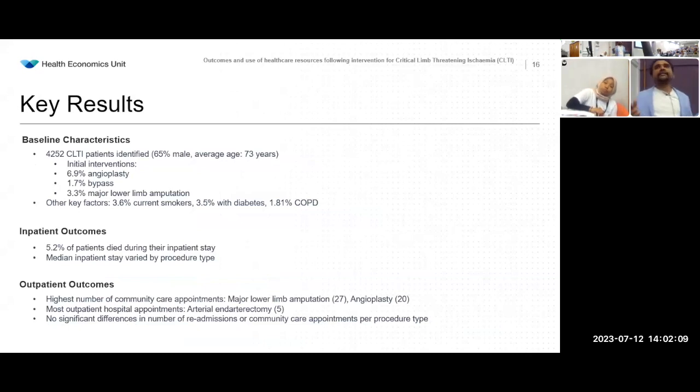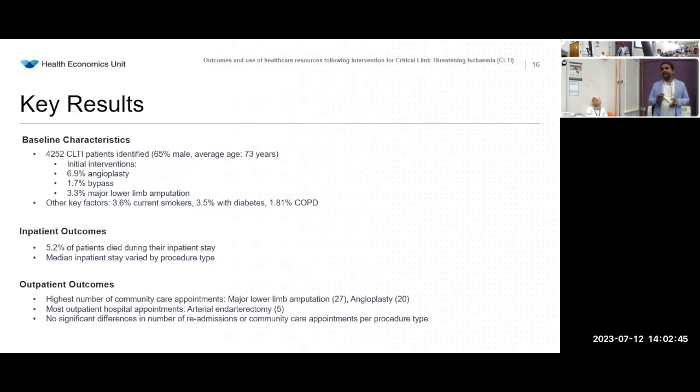So after doing this analysis, what did we find? We found our baseline characteristics. Among the total of 4,252 CLTI patients, 65% were male and their average age was 73. In the initial intervention, we found that among these patients, 6.9% had gone through angioplasty, 1.7% had gone through bypass surgery, and 3.3% had a lower limb amputation.